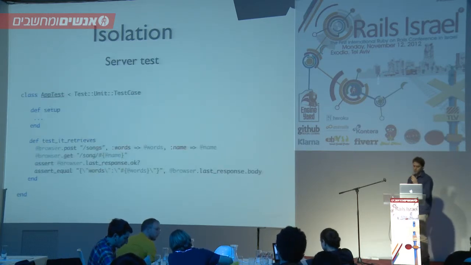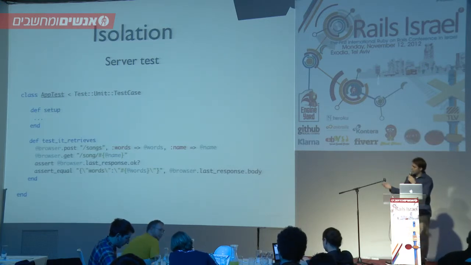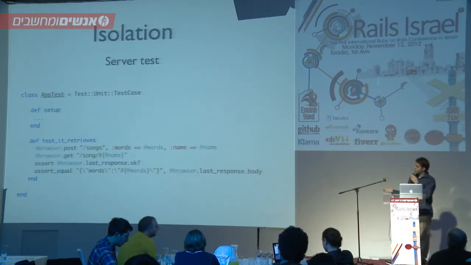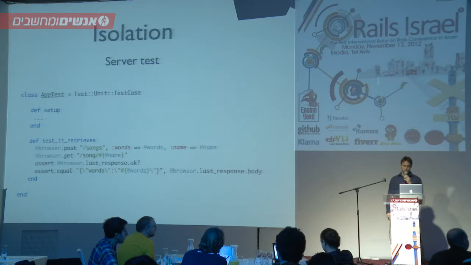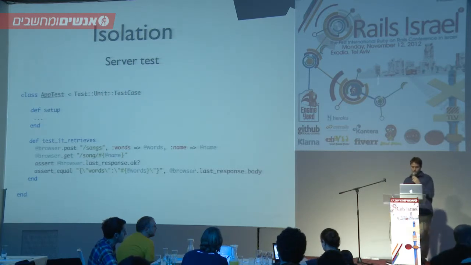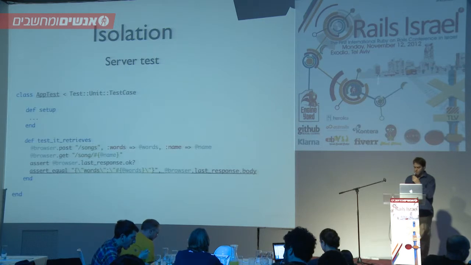So the server test would look something like this. We'd have a setup where we set the browser. The browser would actually just go explicitly to those controller actions, and we would test that we get the response that we expect. If we post a song, we'll get that OK, and if we try to get it back, we'll get the words for that song. So yeah, this is how it would look.